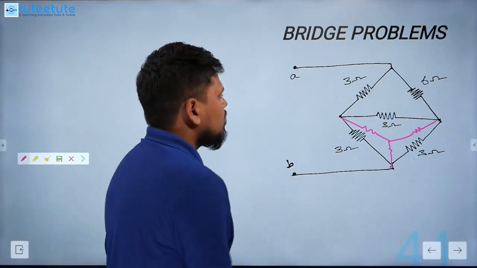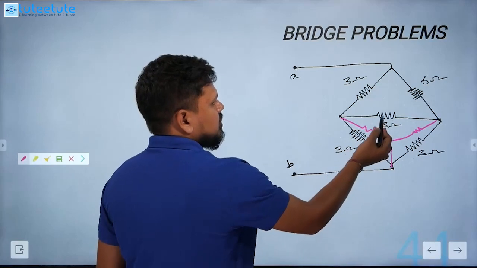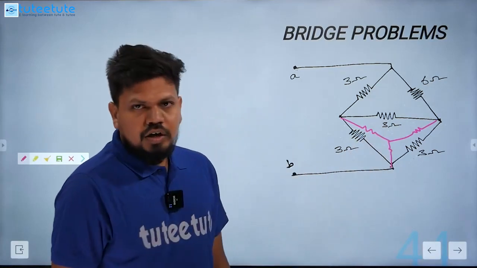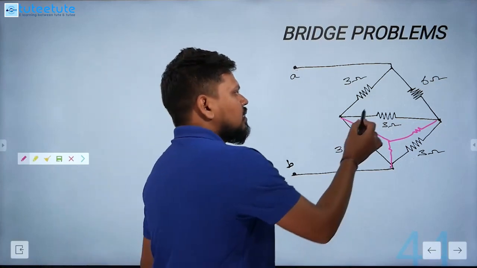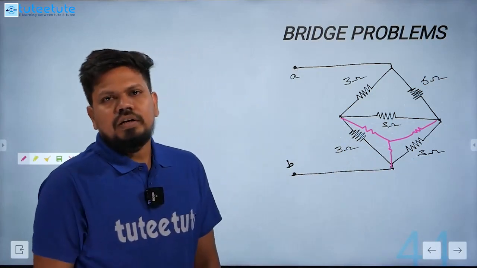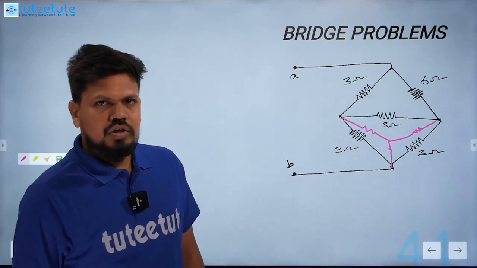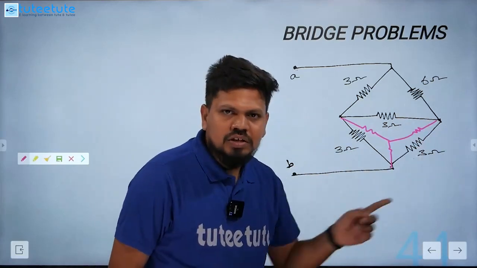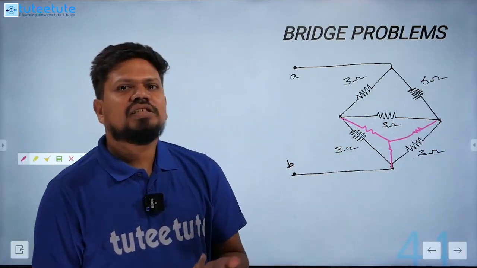Okay, just calculate. What is this value of resistance? 3 into 3 divided by 3 plus 3 plus 3. Delta to star, okay? 3 into 3 divided by 3 plus 3 plus 3. So, what will we get? 1 ohm we will get. Understood, right? Once all the resistors in delta are 3 ohms, what are the resistances in star connection?